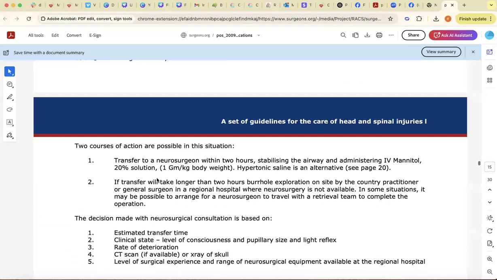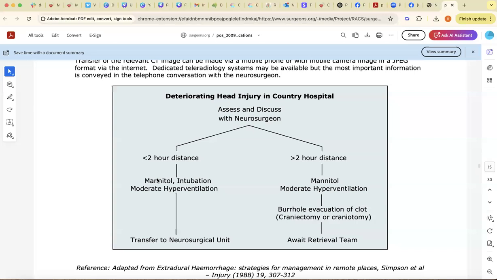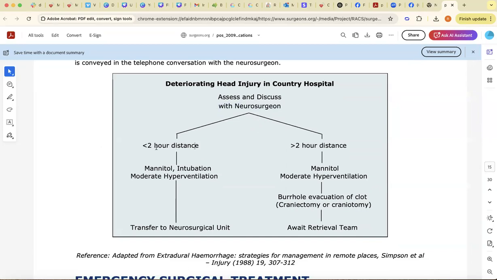So what if transfer is not an option? This is where this chart comes in, and that is the most important thing. If we have found a patient whose GCS is less than 9 or who is deteriorating, then after discussing with the neurosurgeon, we need to find out whether it is less than 2 hours to send the patient to the tertiary hospital or more than 2 hours. If it is less than 2 hours' distance, then yes, we're going to transfer the patient to the tertiary hospital.